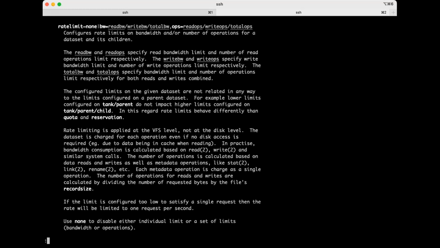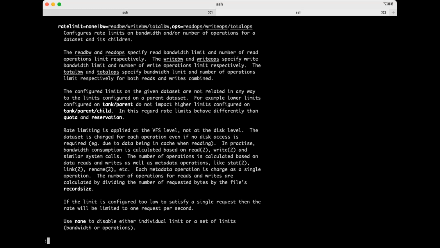So first of all, we have this one ratelimit property, which defines all types of rate limiting. Initially, we wanted to have separate properties for each type of limit, but the problem is that we have to treat those limits as an integral set. We cannot treat them separately. So you cannot define one limit, let's say total bandwidth on one dataset, and reduce the read bandwidth on some child dataset. When you define the limits, all the limits are defined at the given dataset hierarchy. So they are inherited.